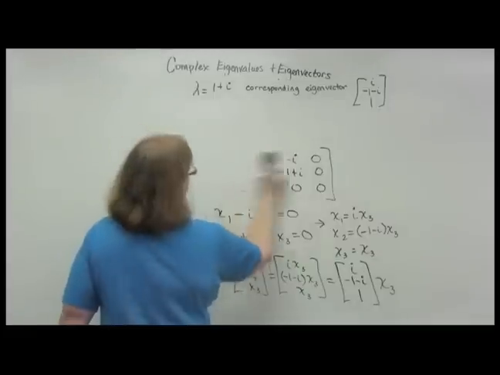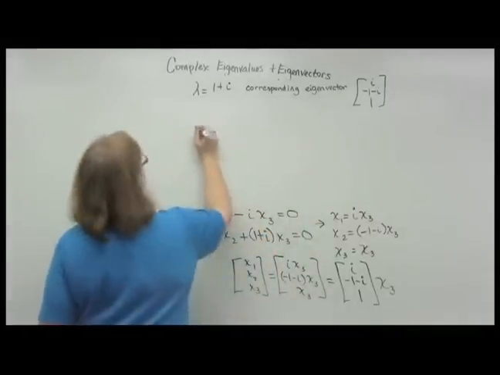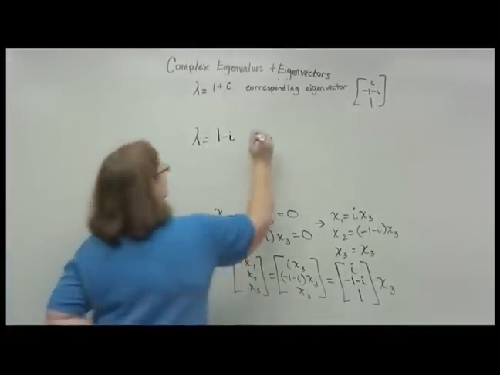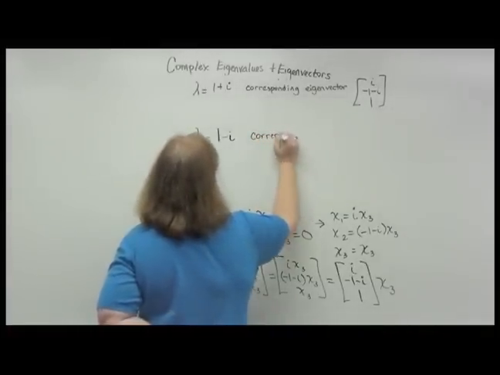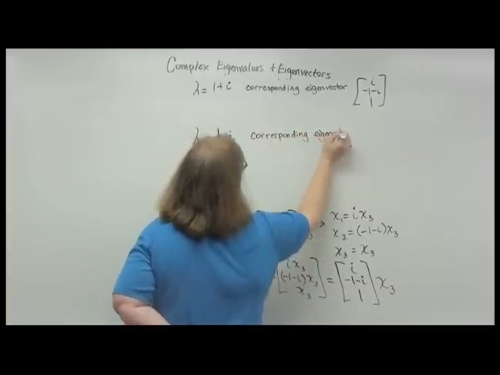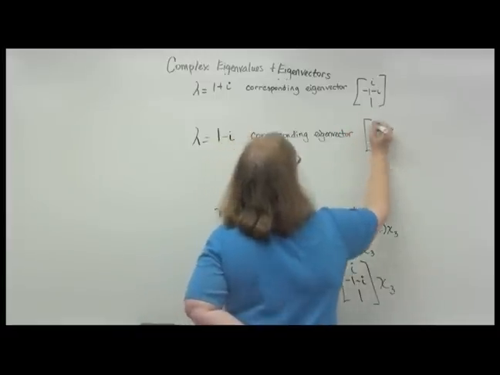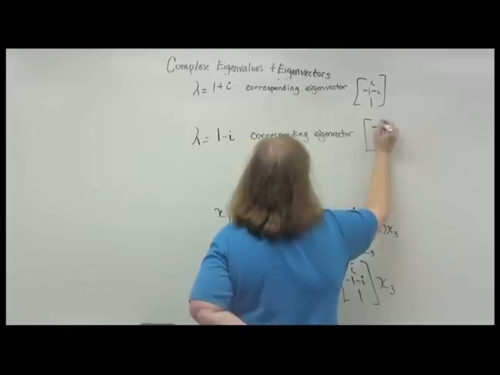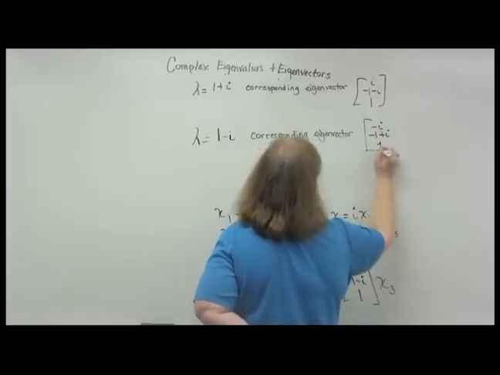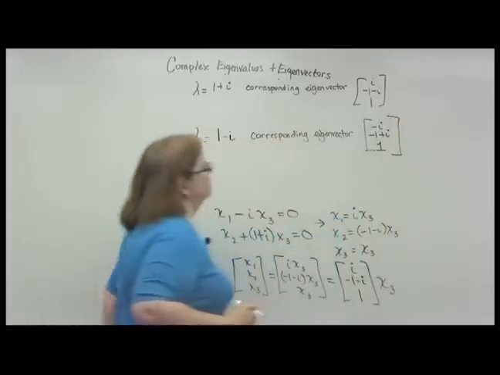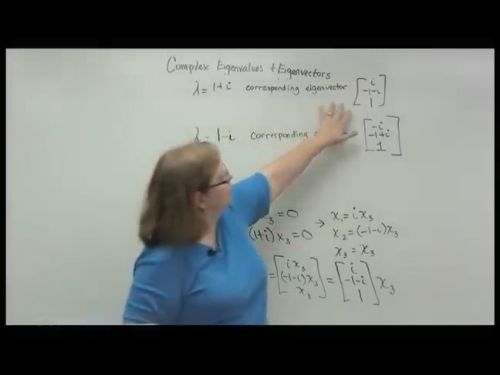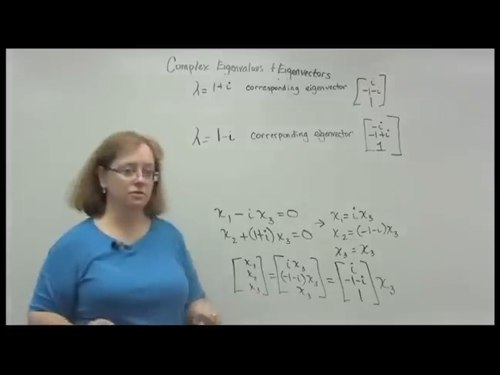Now, what would I get for lambda is 1 minus i? The corresponding eigenvector would be the complex conjugate. Now, for i, remember it becomes negative i. Negative 1 minus i would become negative 1 plus i, and then 1 is still 1. All right, so there's an example of complex eigenvalues again, and then complex conjugates for eigenvectors.